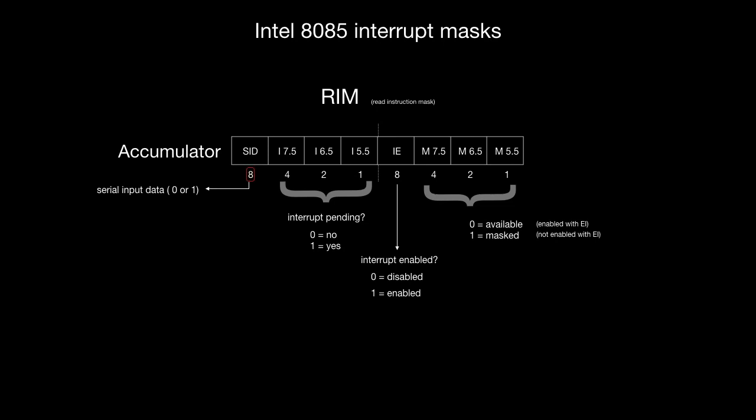Suppose the SID is 1 and the interrupts are all enabled. The RIM would read 8, 8. Suppose the interrupt 7.5 is pending and interrupts are enabled except for 5.5. RIM would read 4, 9. Suppose there is no interrupt pending and the interrupts are disabled and the mask is set for 5.5, 6.5 and 7.5. So the value would be 0, 7.